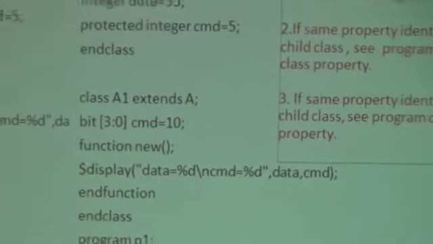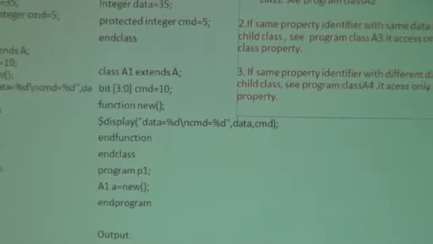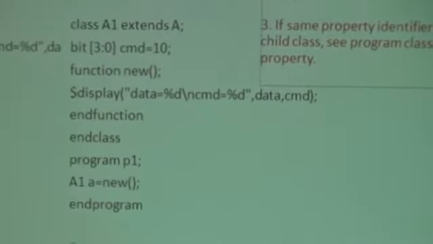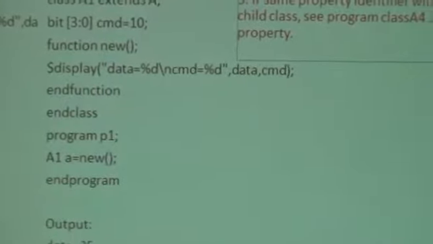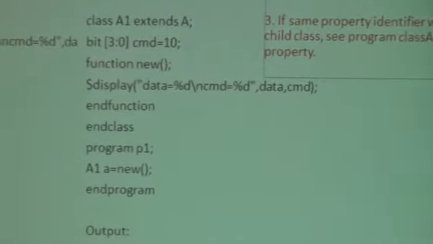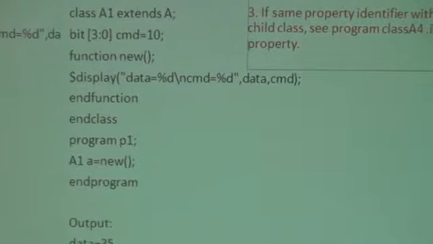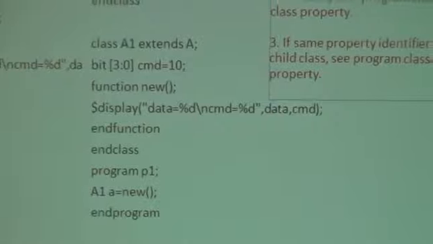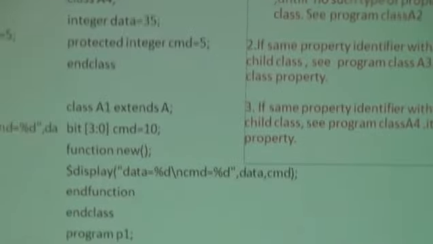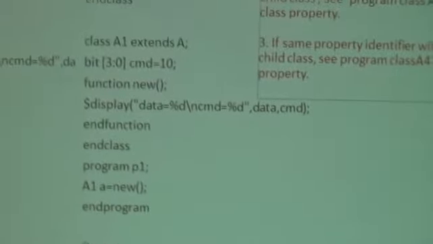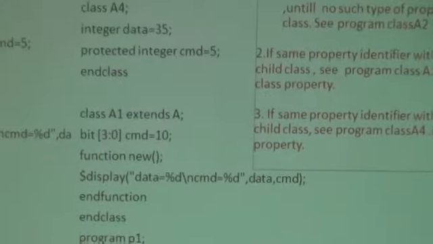Even though both are of different data types, if I create an object for this in the program block, A1 A equal to new, it creates an object for A1. At the same time it invokes the function new. In function new, I have declared to return the values of data and CMD. The CMD value in child is 10 and the CMD value in parent is 5, but it updates with the value CMD equal 10, that is, with the value of the child class variable. That means it is not accessing the parent class one.